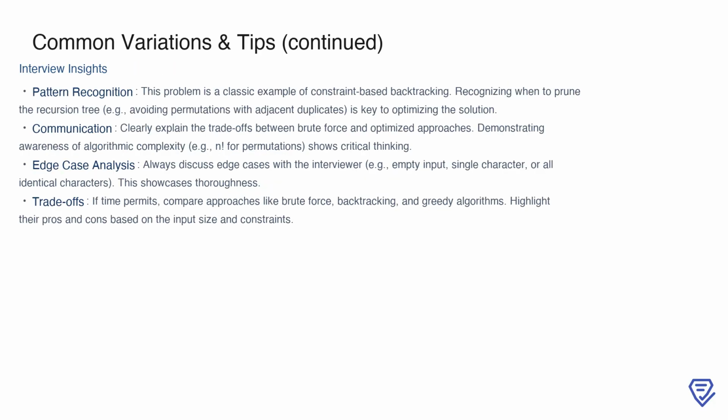From an interview perspective, this problem provides a great opportunity to demonstrate several key skills. First, it highlights the importance of pattern recognition. This is a classic constraint-based backtracking problem, and recognizing when to prune the recursion tree, such as avoiding permutations with adjacent duplicates, is crucial for optimizing the solution. Second, communication is key. You should clearly explain the trade-offs between brute force and optimized approaches. For example, you might discuss how a brute force solution has factorial complexity, while an optimized approach like backtracking or greedy methods can reduce unnecessary computations.